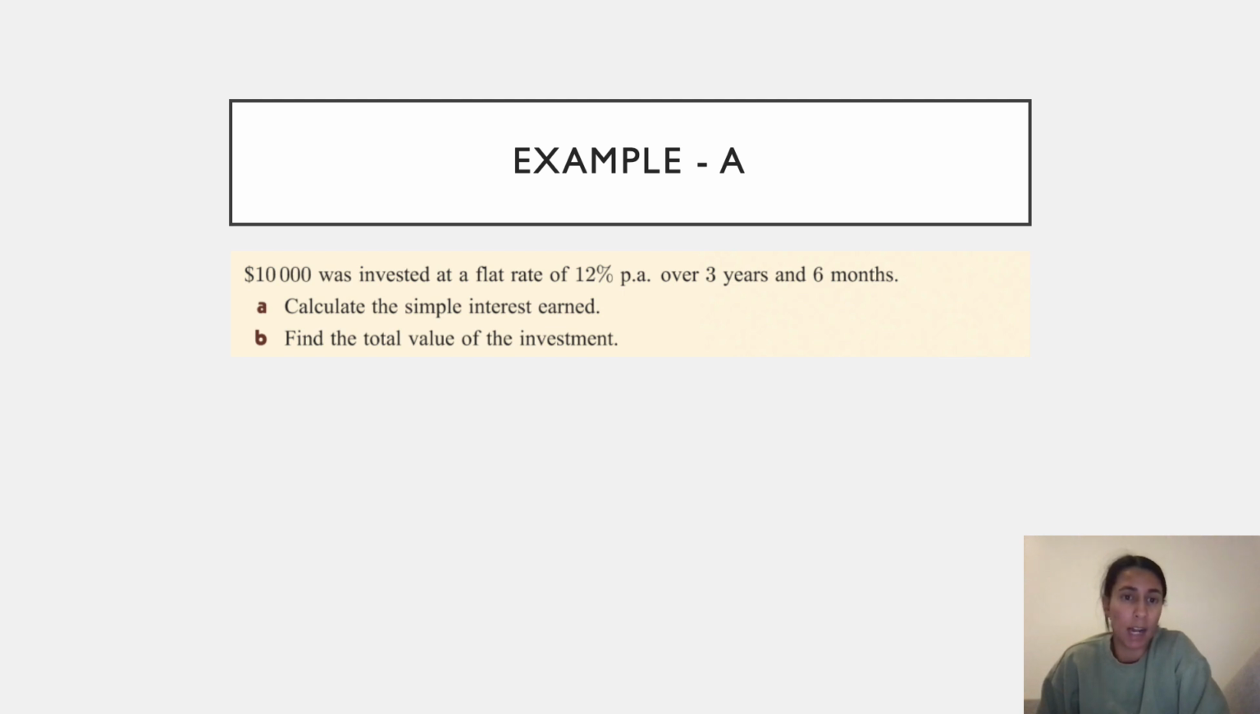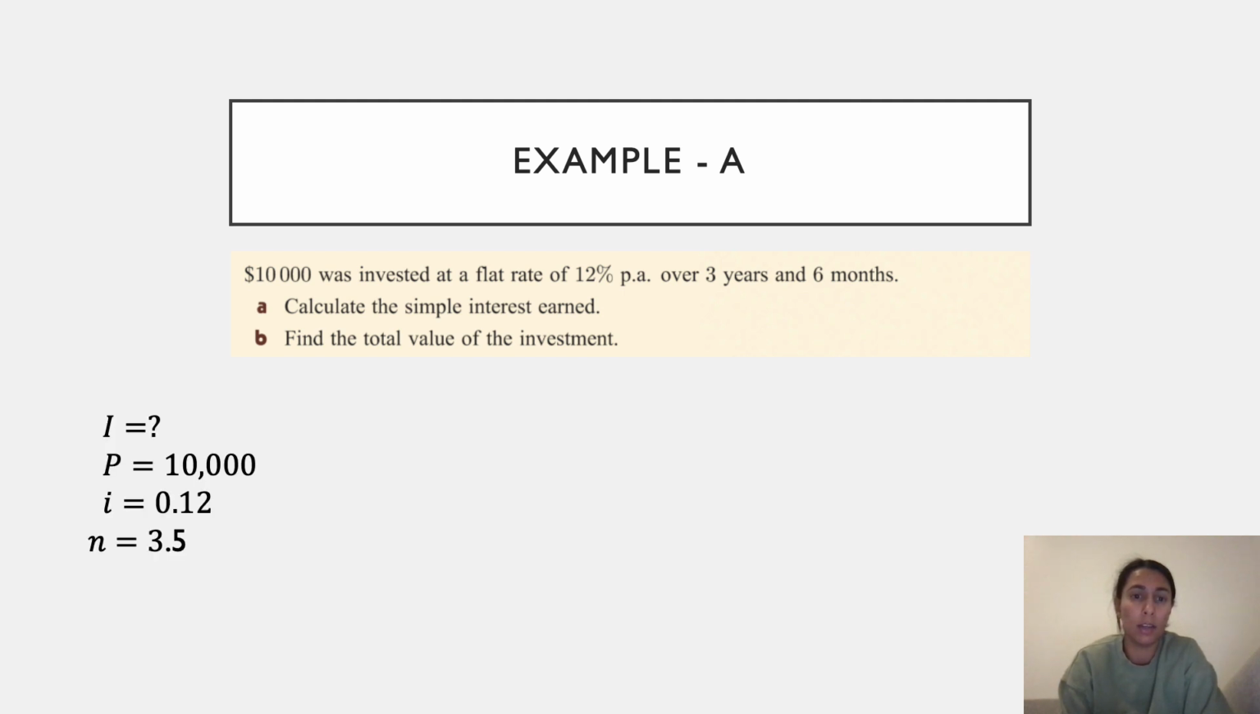$10,000 was invested at a flat rate of 12% PA, which stands for per annum, over 3 years and 6 months. So calculate the simple interest earned. The first thing that I do is I look at my four variables and I see what I can fill in.